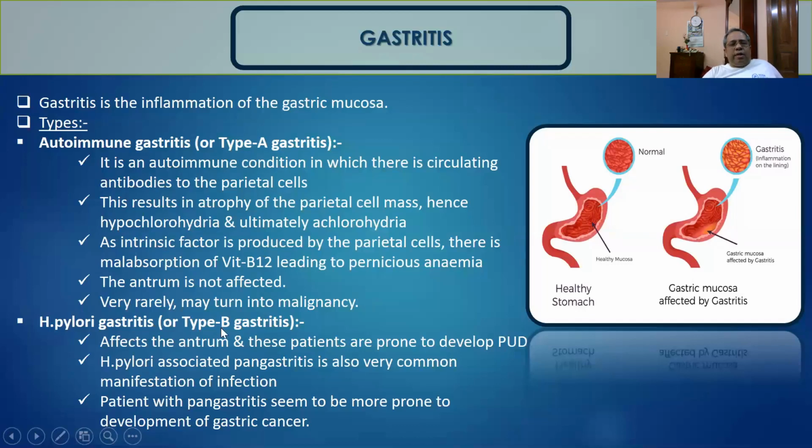H. pylori gastritis, or type B gastritis, affects the antrum, and these patients are prone to develop peptic ulcer disease. H. pylori associated pangastritis is also a very common manifestation of infection. Patients with pangastritis seem to be more prone to development of gastric cancer.